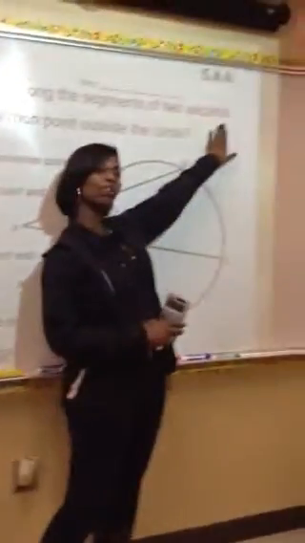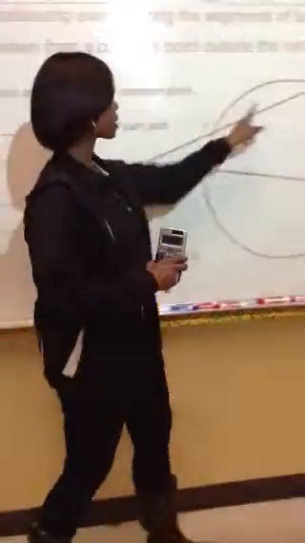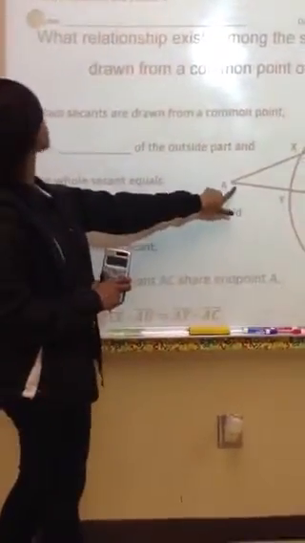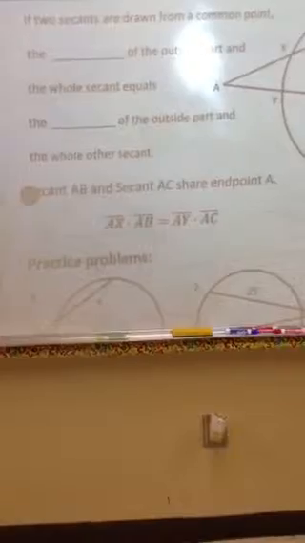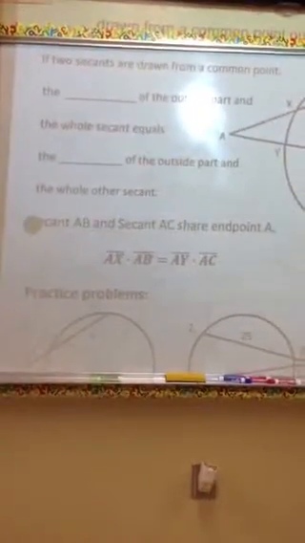Alright, so you should have in front of you at this time worksheet 5.4.4, and for the second rule, the essential question is, what relationship exists among the segments of two secants? So we can see two secant segments, segment AB and segment AC, that are drawn from a common point outside the circle, that is point A. So, let me move this up and let's talk about it. You need to have your pencils and a calculator on your desk so you can take notes.